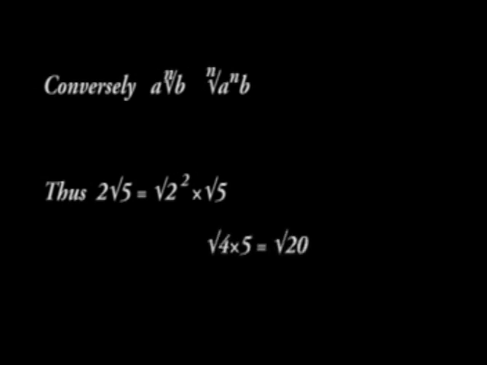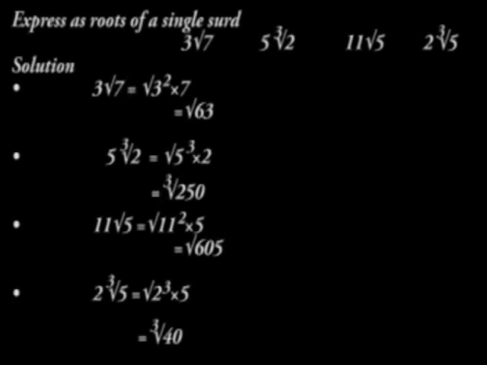Conversely, a surd of the form a nth root of b can be expressed as a root of a single compound number of the form nth root of a raised to power n times b. Thus, 2 root 5 is equal to root 2 squared times root 5, which gives us root 4 times 5, and that is root 20. Further examples are illustrated as follows.